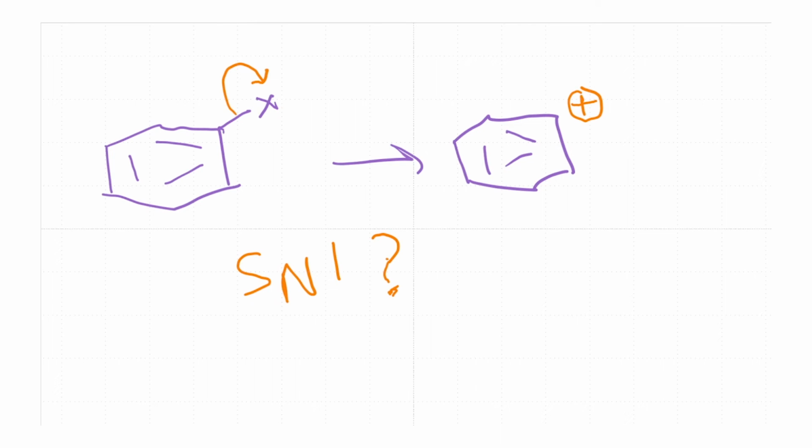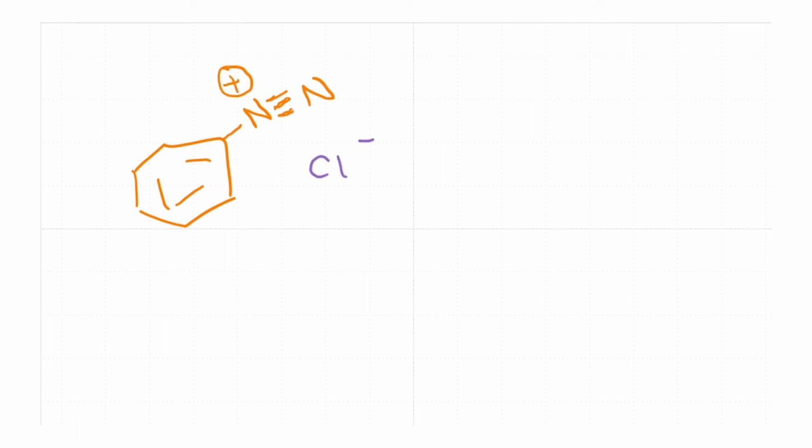The phenyl carbocation is not really a very stable system, and therefore it's unlikely that it will be formed. One of the important ways in which it can be formed is if you had an excellent leaving group. The kind of leaving group that we're looking at is, for example, the loss of molecular nitrogen.